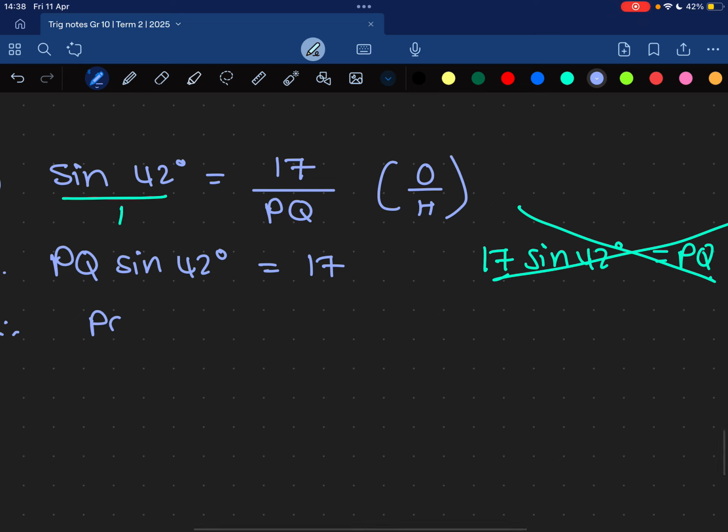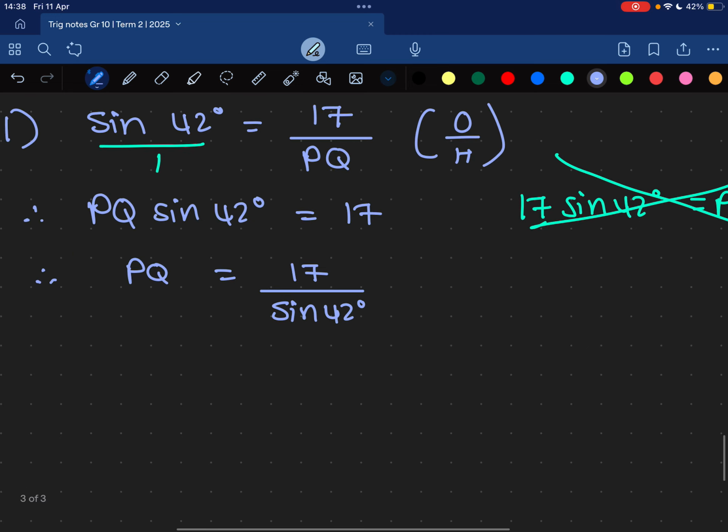Okay, so PQ is actually equal to 17 divided by sine of 42. Remember, like I said, we don't want to round off, so don't put it in your calculator until this last step. Okay, so when you're on this step, you'll put it on your calculator, 17 divided by sine of 42, and you'll get 25.41, it said to 2 decimal places. And did they give you any units? No, so you'll just say units.